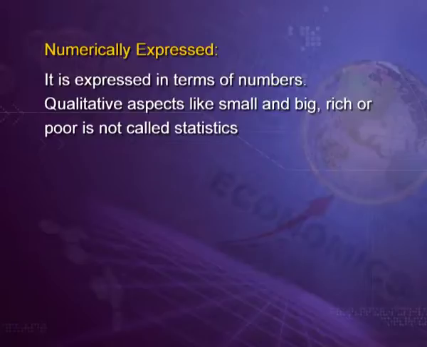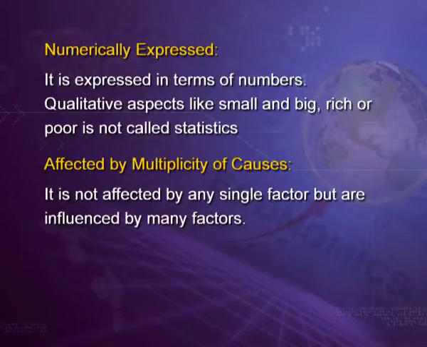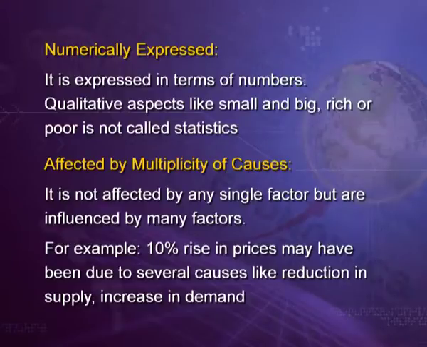The next feature is that it is affected by multiplicity of causes. What does it mean? It simply means that it is not affected by any single factor but is influenced by so many factors. For example, a 10% rise in prices may have been due to several causes like reduction in the supply, or it may be due to an increase in demand.